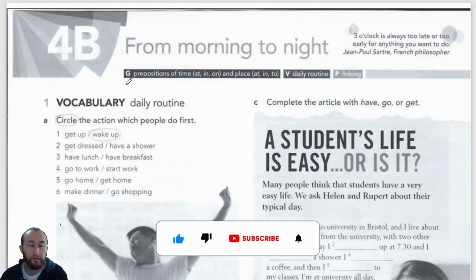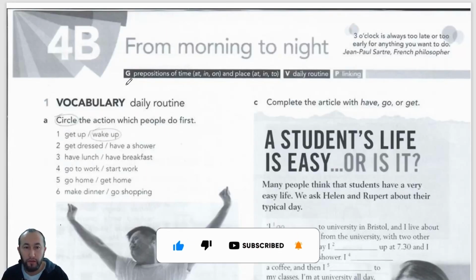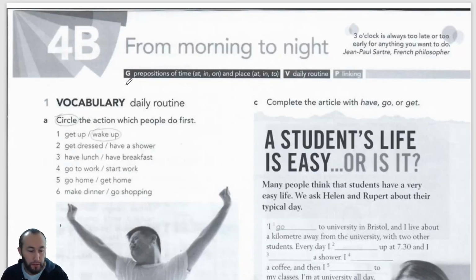Okay, guys, so let's get started with 4B. So that's a workbook practice, elementary level from English File. Let's do that. Exercise number 1, vocabulary. Daily routine. That's about daily routine, guys.